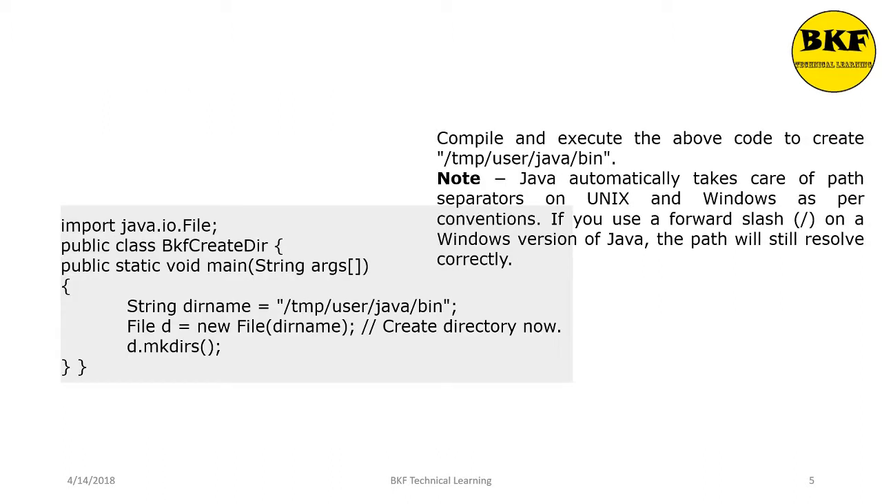Now let's check an example. We have a class bk_create_dir. We have a main method. Here's our path, which has been assigned to a string variable dir name. We create a file object passing dir name as parameter, and finally we invoke mkdirs method on the file object, which will create a directory.